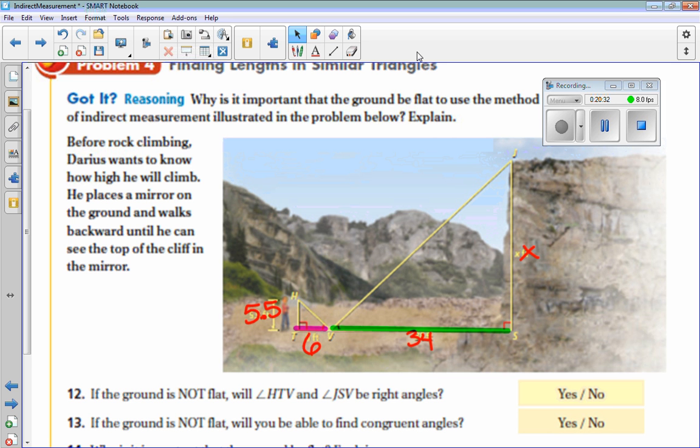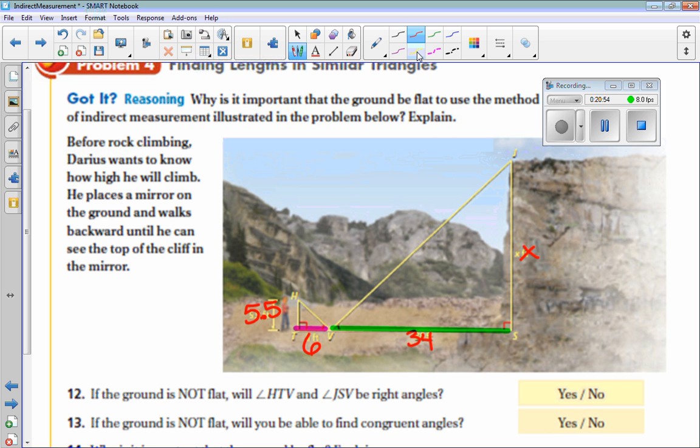Let's figure out how high this rock is, or this cliff is. Once I know the height of his eyes, how far it is from the person to the mirror, and from the mirror to the object, how can I write a proportion to solve to figure out the height of the rock?